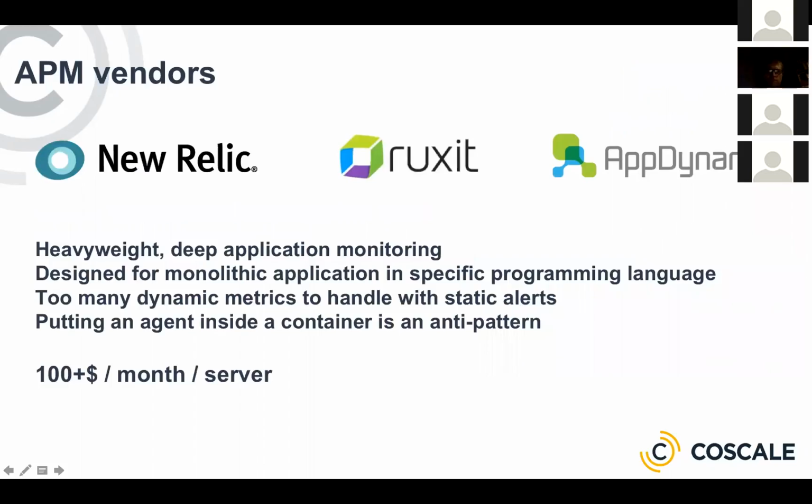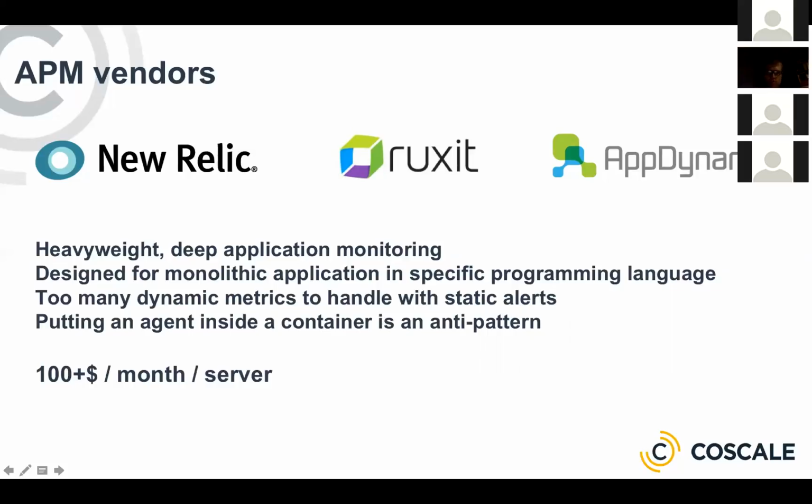And then to finalize, we have, of course, the APM vendors: New Relic, Ruxit, and AppDynamics. So they're pretty heavyweight. They do deep application monitoring, so you get that code level visibility, which sometimes can be very handy. They were originally designed for monolithic applications, written in specific languages. We've seen that they sometimes have an issue handling the dynamic nature of Docker, especially in terms of static alerts.